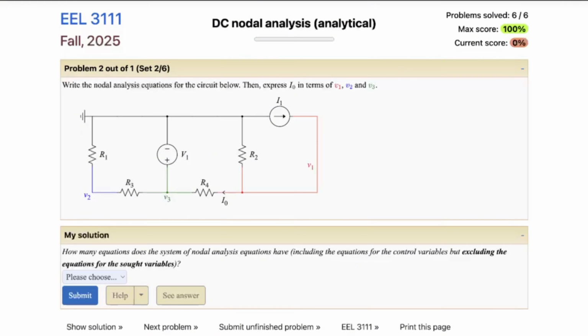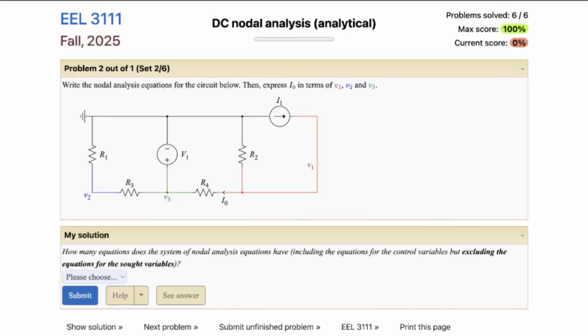Overlooking the circuit, it looks like we have a total of 4 nodes. We have a reference node at the top left, and then 3 other potentials labeled V1, V2, and V3. It does not look like we have any control variables, and the variable that we're trying to solve for is I naught, the current going across the R4 resistor from V1 to V3.